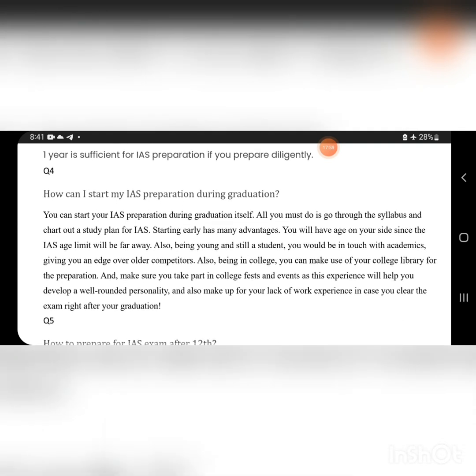Question number four, how can I start my IAS preparation during graduation? Dear friends, you can start your IAS preparations during graduation itself. All you must do is go through the syllabus and chart out a study plan for IAS or UPSC. Starting early has many advantages. You will have age on your side since the IAS age limit will be far away. Also, being young and still a student, you would be in touch with academics, giving you an edge over older competitors.